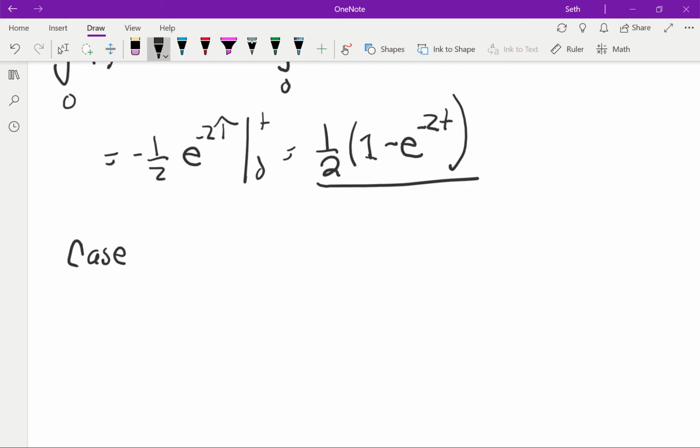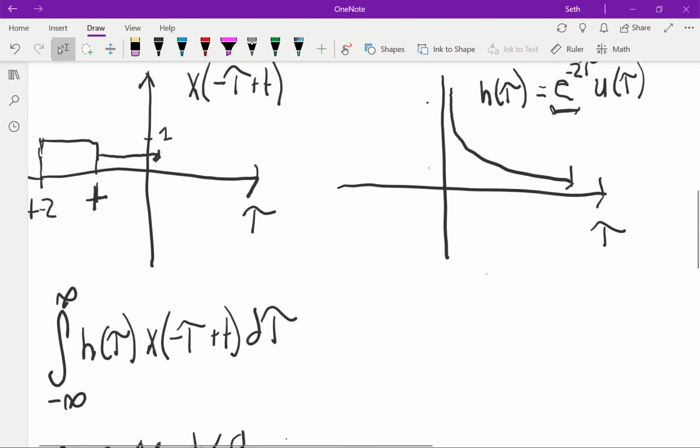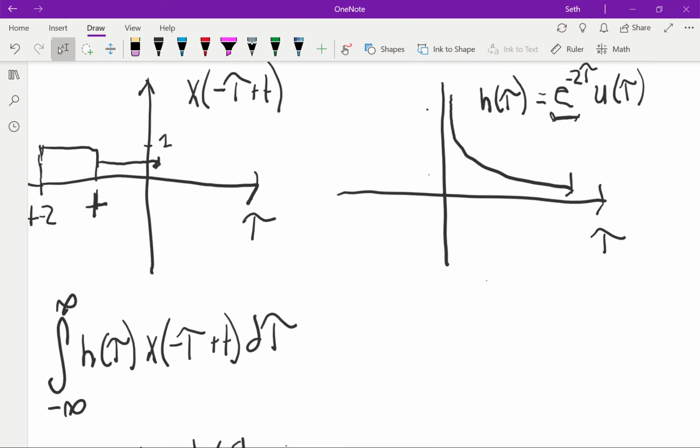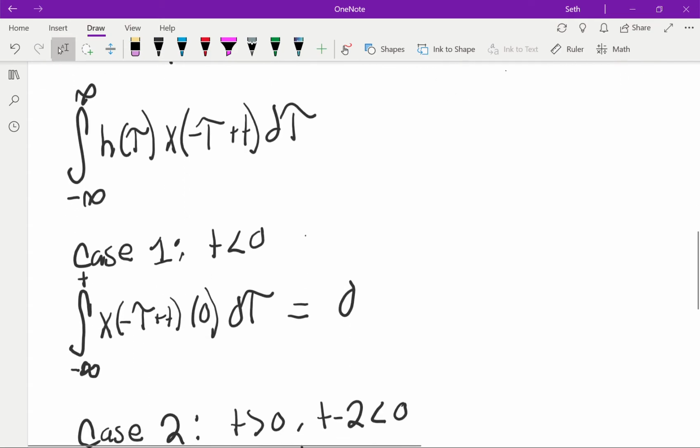the case where we know t is greater than 0 for sure, and we also know that t minus 2 is greater than 0. So in the width of x of minus tau plus t, which is 2, we have complete signal overlap.